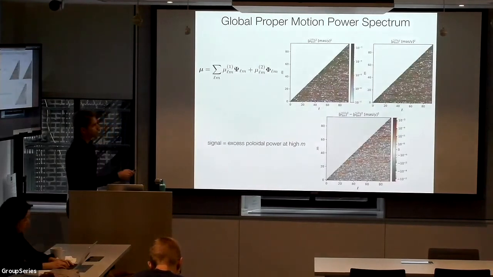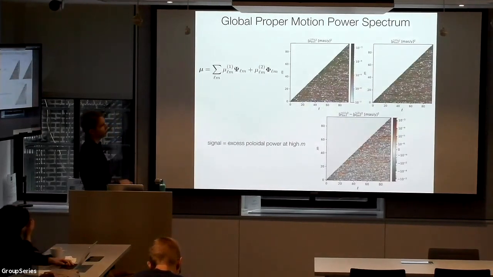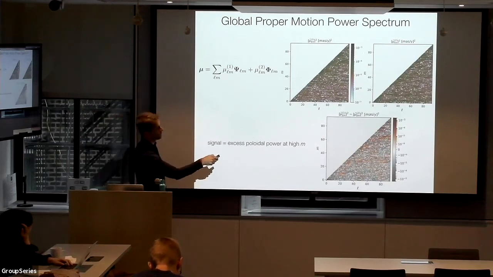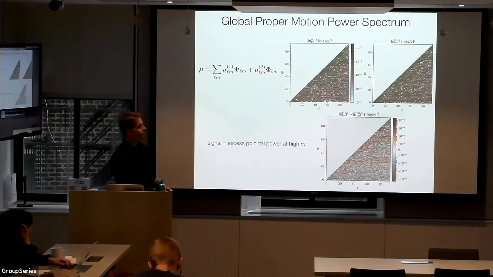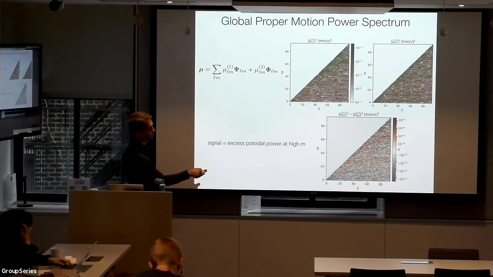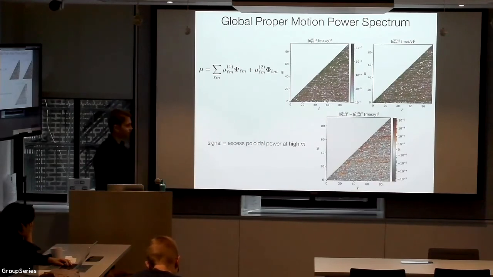And this is what the power spectrum looks like. If you decompose it into vector spherical harmonics, what we want to do is compute the power spectrum of these poloidal modes where the signal should be located. And we can also, as a control channel, compute the toroidal power spectrum. And the signal should show up in the difference. So this graph should be colored in red at the high M modes for a signal.